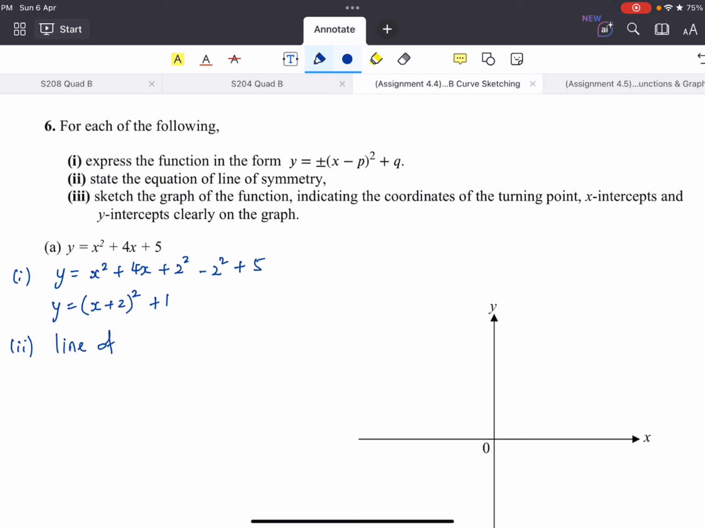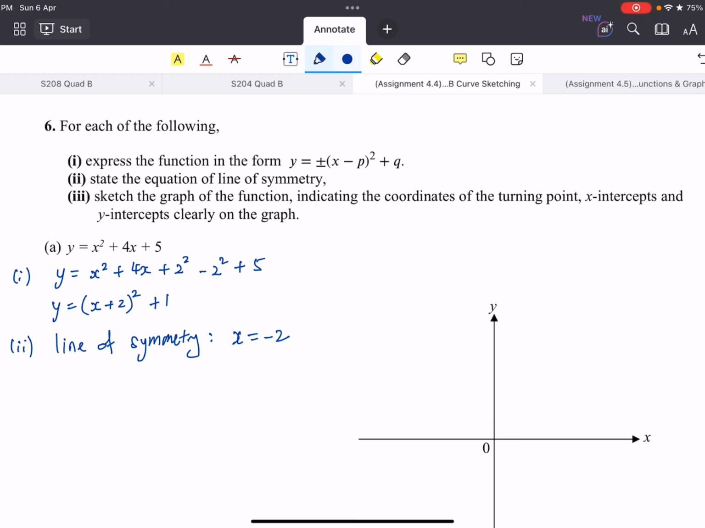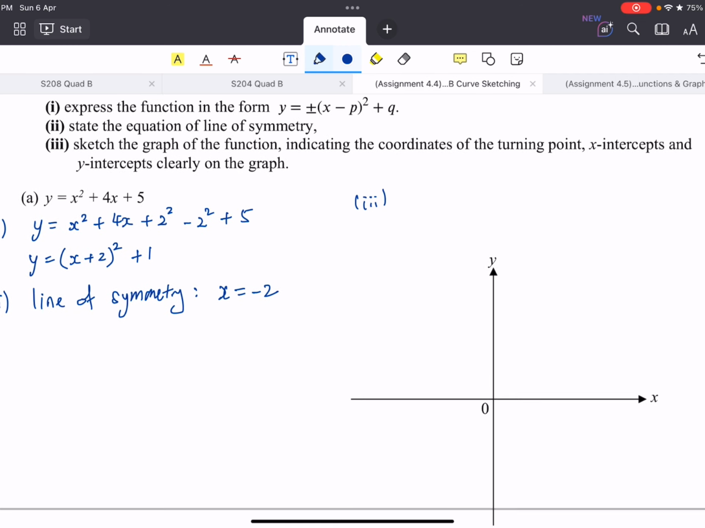Line of symmetry. This time round will just be x equals negative 2. Okay. Then after that, part 3, you can sketch this. So x equals negative 2. The turning point, the maximum point, is at 1. So it looks like this.